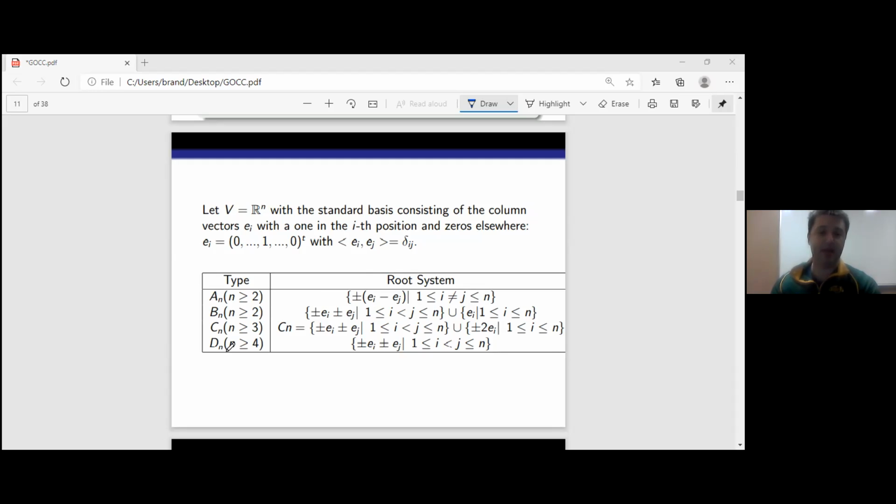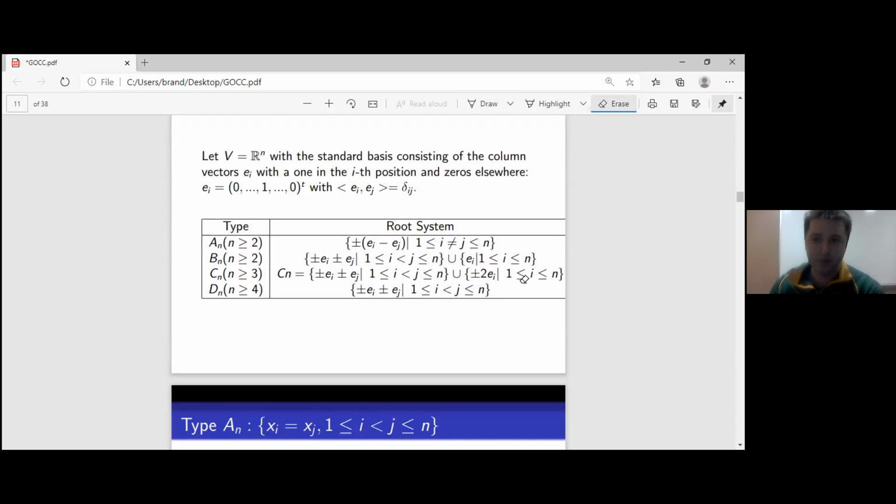systems for type A_n through D_n. Okay. And that q component plays a big part with this plus or minus 2 e_i. And that's kind of why we need q to be a high enough prime. Okay.